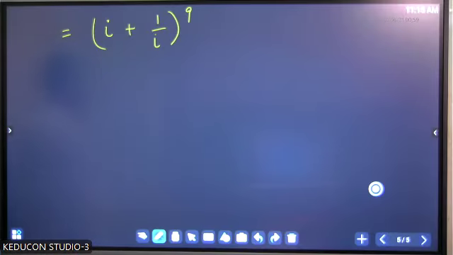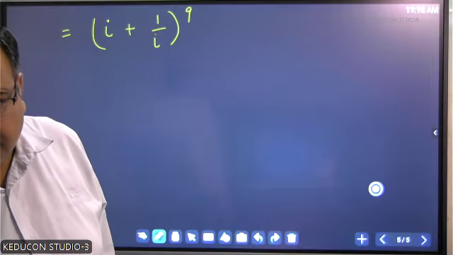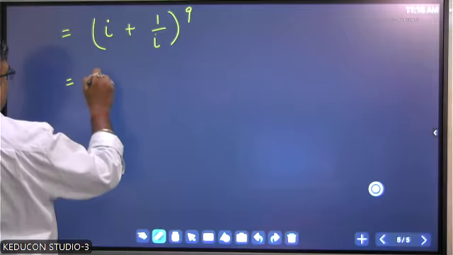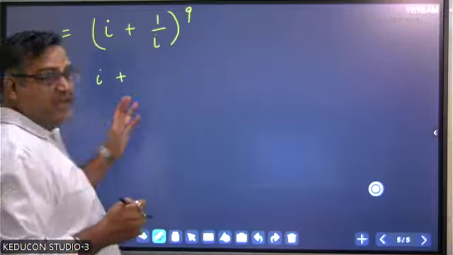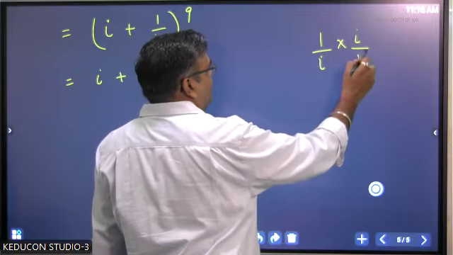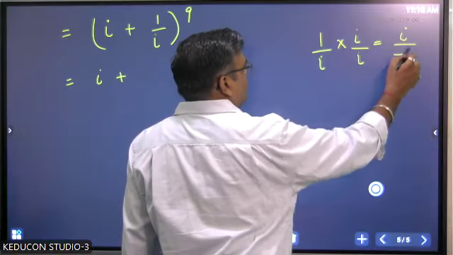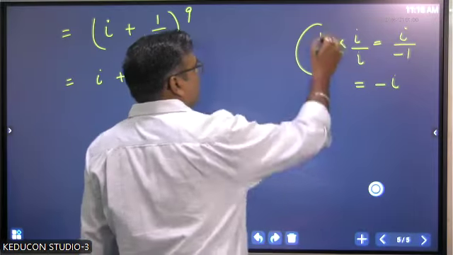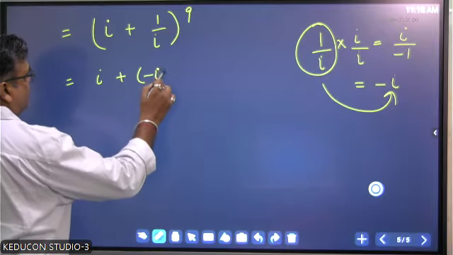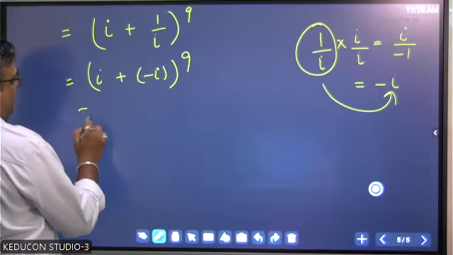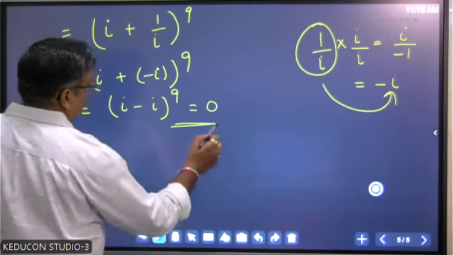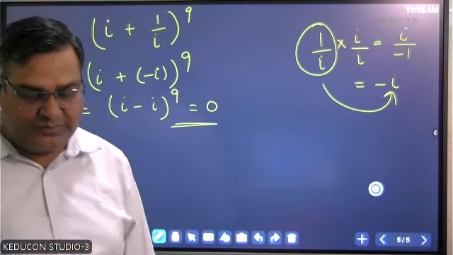Now to solve this, whenever we have 1 by iota, please rationalize it by multiplying and dividing by iota. So this becomes iota upon iota square, which is minus 1. So therefore 1 by iota will come in the form minus iota. So this becomes iota minus iota, whole raised to power 9, which will be 0. So you are right. The answer will be 0.